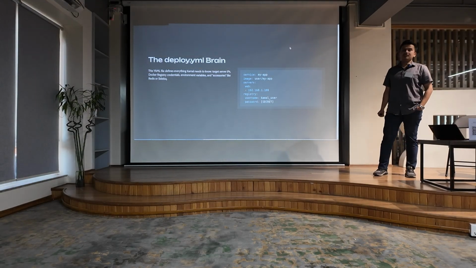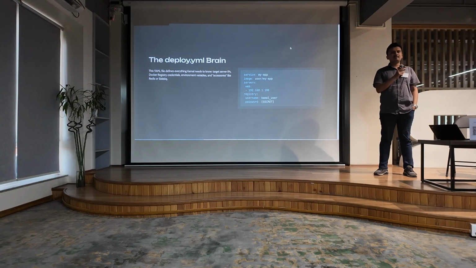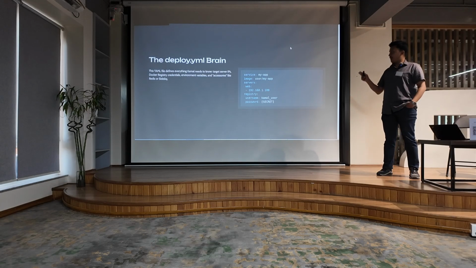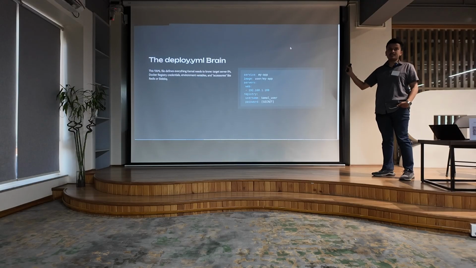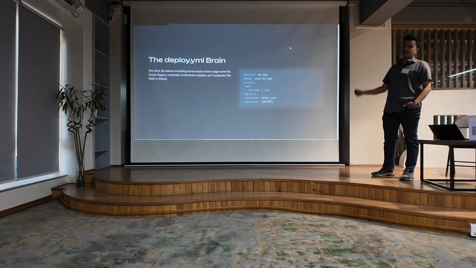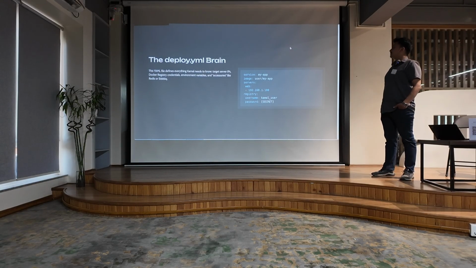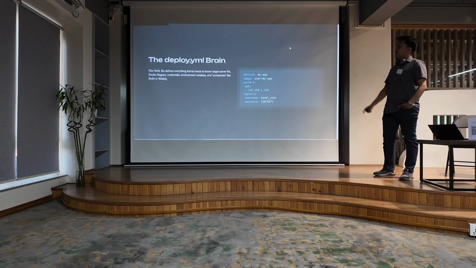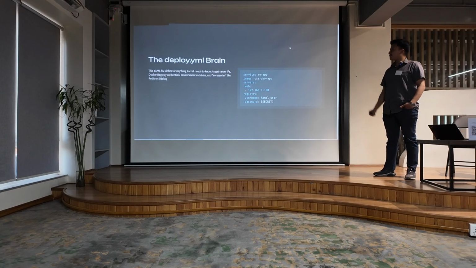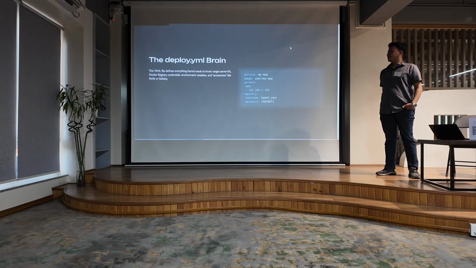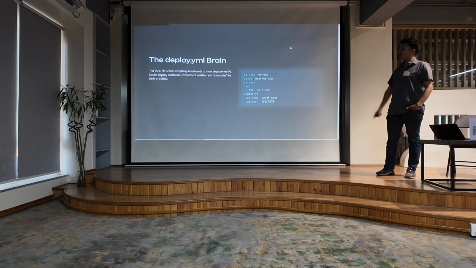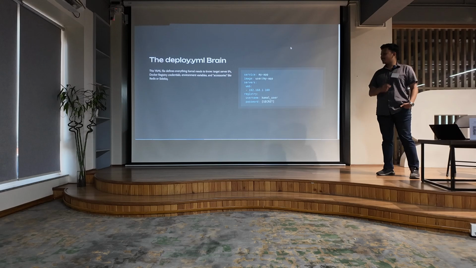The main Kamal brain lies in the deploy.yml file. Deploy.yml file, in a very high level overview, has the service, that is the app name, and it has the image. The image can be a Docker image with the Docker username, and there will be the server, and we'll just need the IP of the server, and there will be a username and password. I have used the username as plain text here, but don't do it.